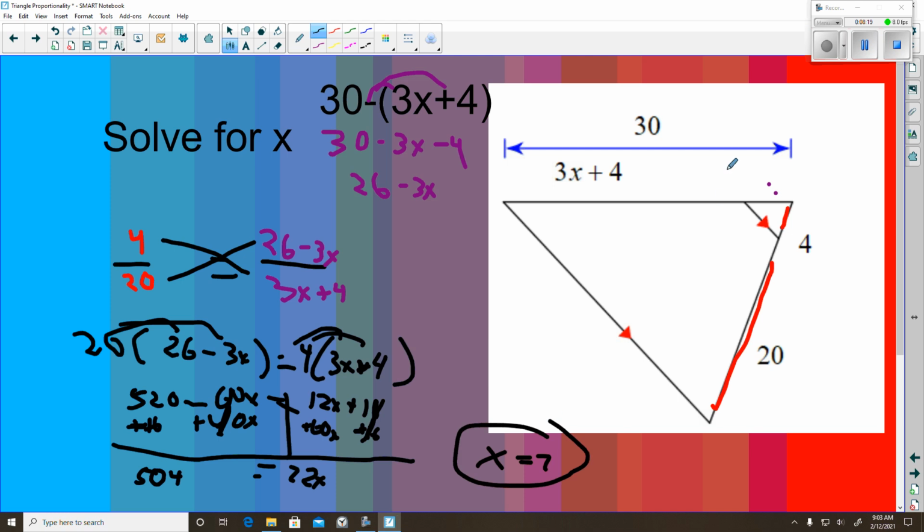The big thing is just making sure that you set the parts up right. Small over big equals small over big, and then you can solve it out the way that you know how to. But just make sure that when you're subtracting a quantity, you distribute the negative. I accidentally put the minus 4 here that I saw up here instead of it being the plus 4, so we just have to pay attention to those things. All right, if you need anything, let me know. That's how you do the triangle proportionality theorem.